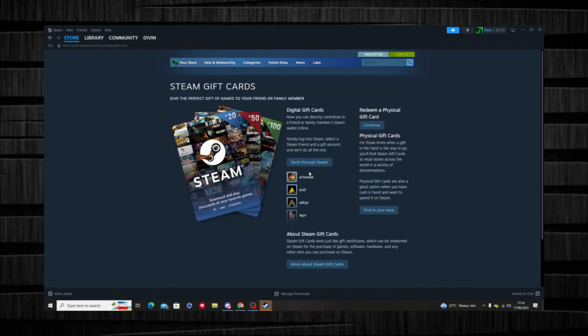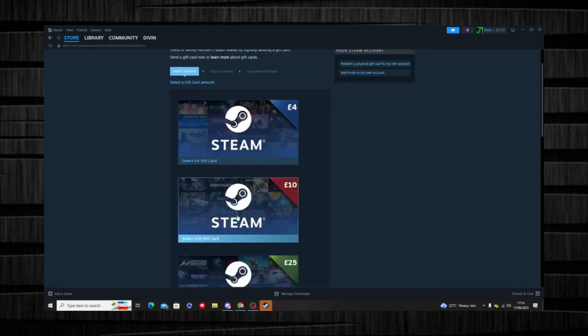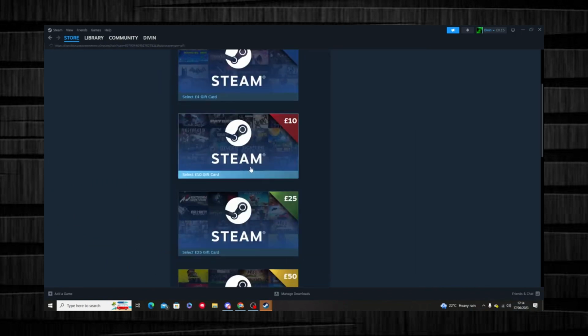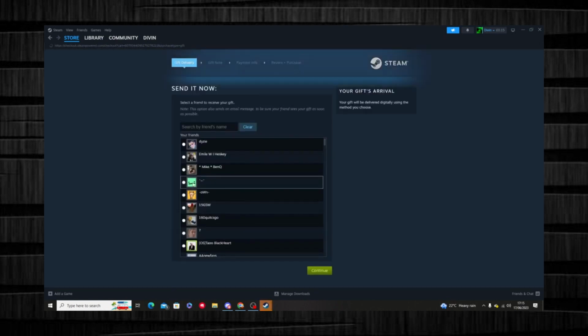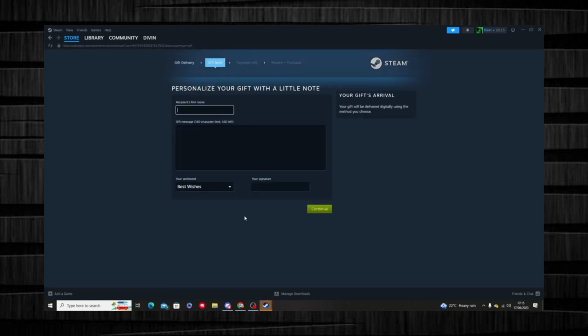You'll be able to then send through Steam. Pick one that you want, let's say £10. Pick the player, press continue, recipient's first name, give your sentiments and your signature. Once you've got that, make sure that you do get your money through a PayPal or a bank transaction. And that's how you can withdraw your money from your Steam balance.